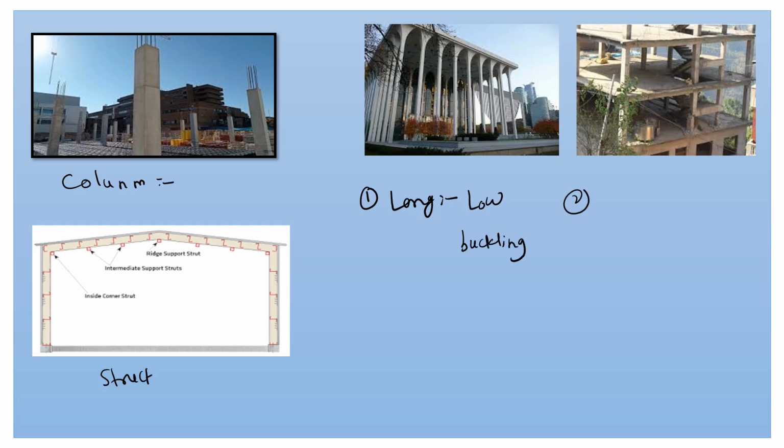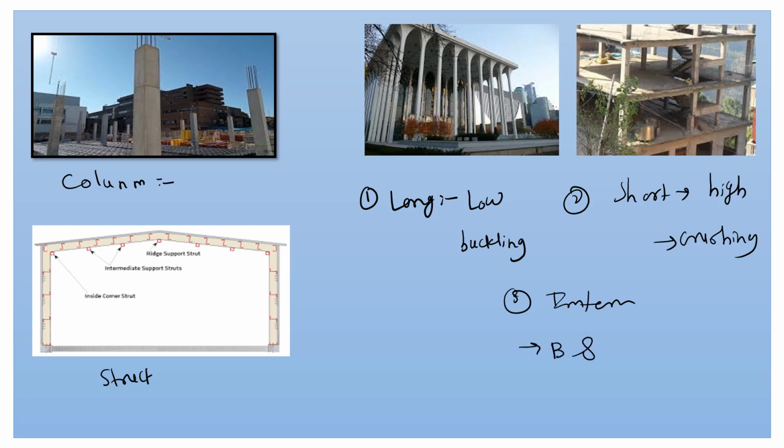In case of short column, high load carrying capacity is present, and these columns fail due to crushing. And then next is intermediate column. Intermediate column is frequently used and it fails due to both buckling and crushing. Then next, in case of columns, one thing is important, which is effective length. So based on effective length, the strength depends.